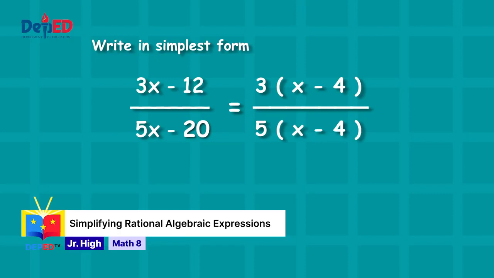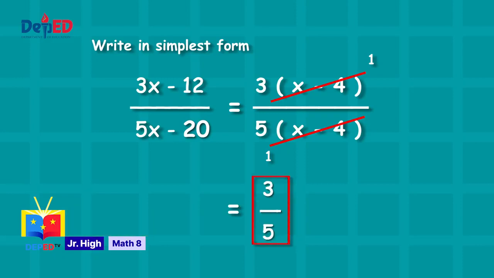Observe that the numerator and denominator have common factors. It is x minus 4. So dividing the common factor, what is the final answer? The simplest form of 3x minus 12 all over 5x minus 20 is equal to 3/5.